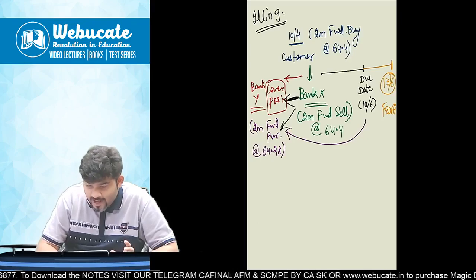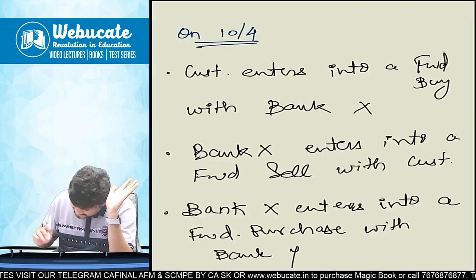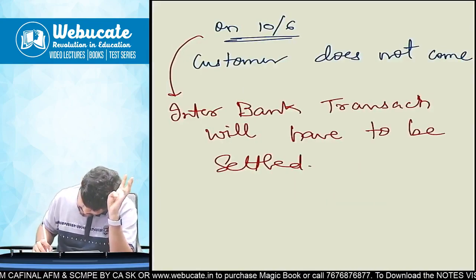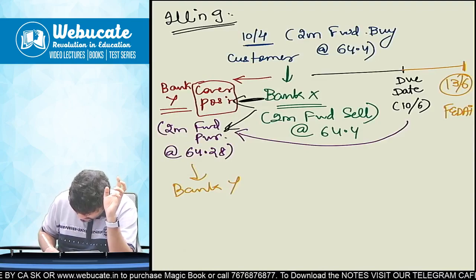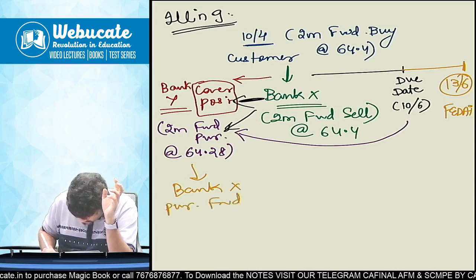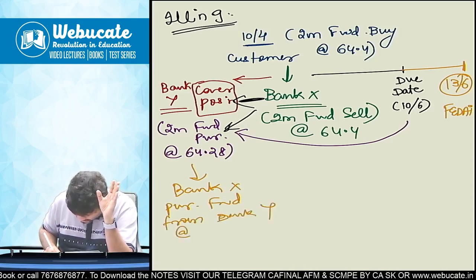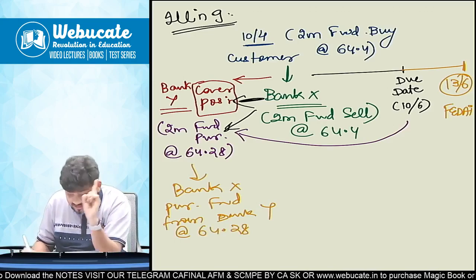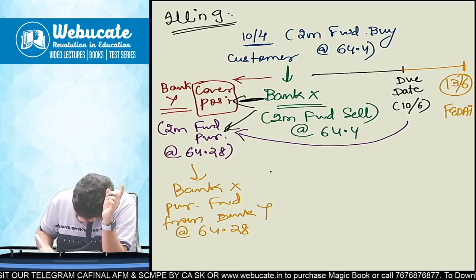Okay, so we are done, sir. Now bank Y will come and sell. Boss, let's execute the deal. Bank X enters into a forward purchase, so bank Y will sell. Let's write down: bank X purchases forward from bank Y at what rate? 64.28, because that is what was decided. Done. Now listen carefully. This execution of the contract will be done.